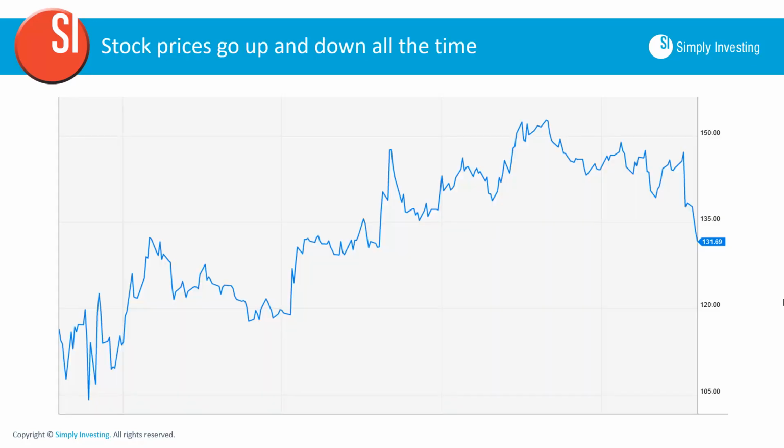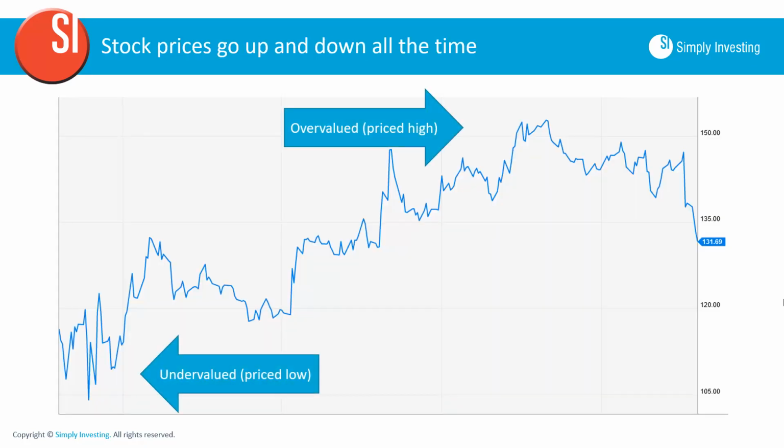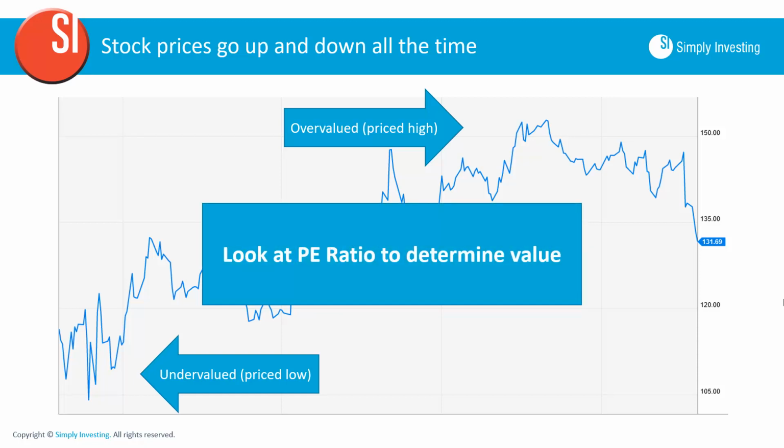Stock prices go up and down all the time. In this example, you can see that the stock is overvalued or priced high when it's close to $150, and it's priced low when it's closer to $100 per share. You've heard the phrase buy low and sell high, and that's where you're going to maximize your profits. There's no point in buying this company at $150 or even at $140 a share. So how do you know when a stock is priced high or when it's priced low? To help you figure that out, we are going to look at the PE ratio.